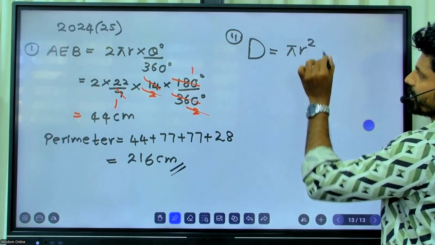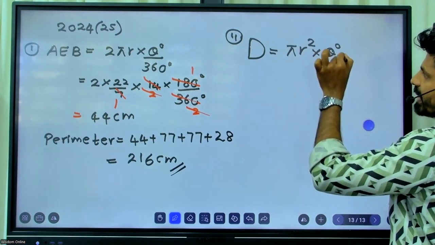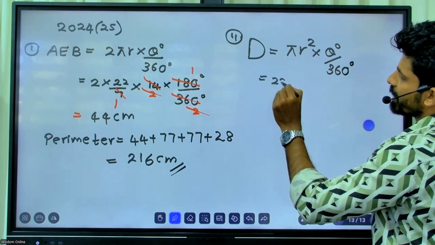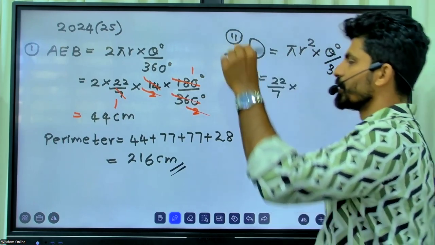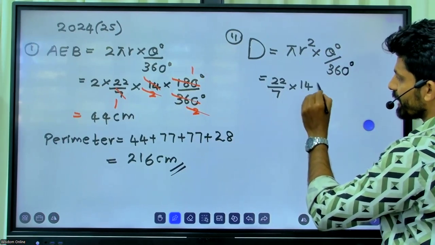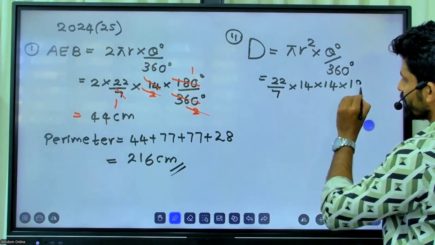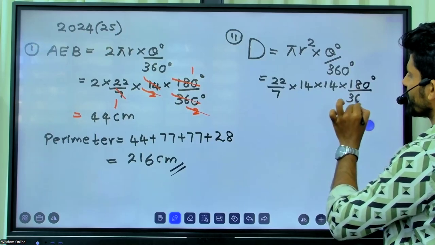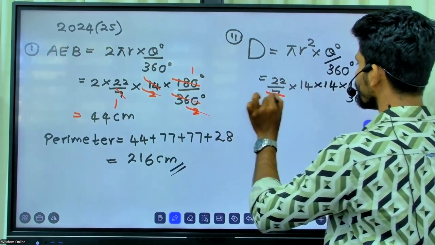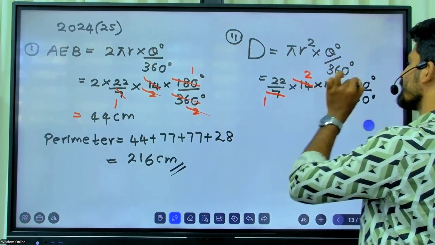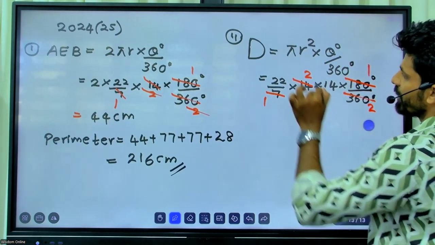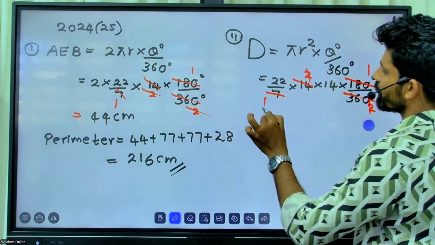Pi r squared into theta over 360. Pi is 22 over 7, into 14 into 14 into 180 over 360, since 28 is the diameter and 14 is the radius. 7 divided by 7, 1. 14 divided by 7, 2. 180 divided by 180, 1. 360 divided by 180, 2. Then 2 and 2 cancel out.